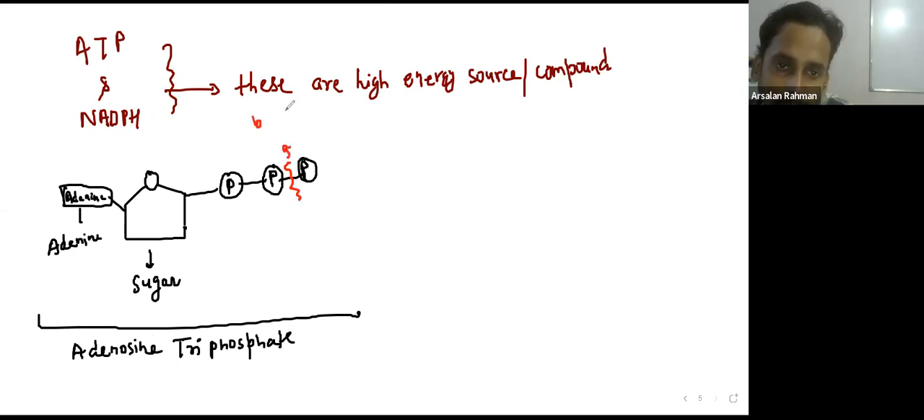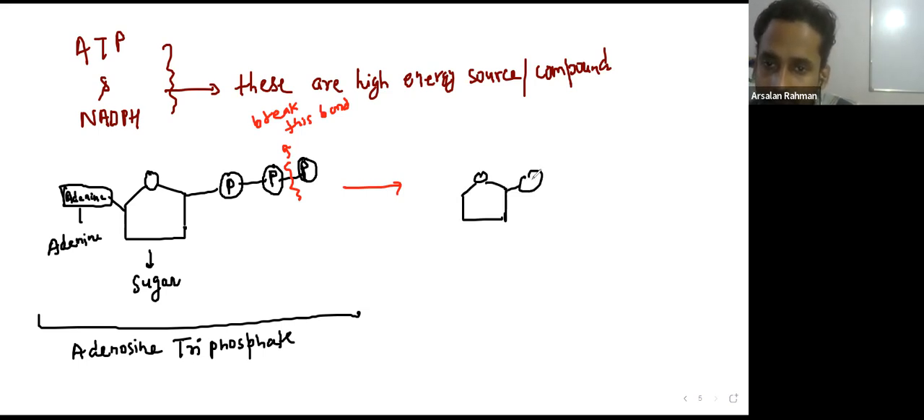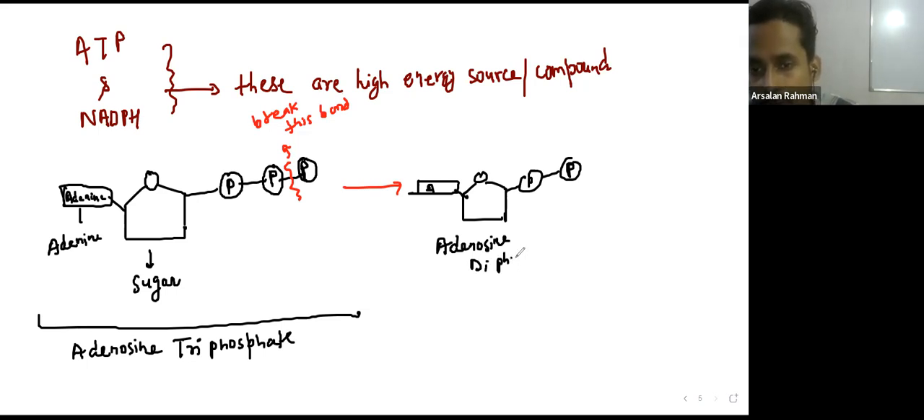Suppose I break this bond. After breaking this bond, what will happen? Breaking of bond will always release energy. So ATP will convert into something like this. Phosphate. Now what will we call this structure? Adenosine diphosphate. What do we call this? Adenosine diphosphate. Understood?